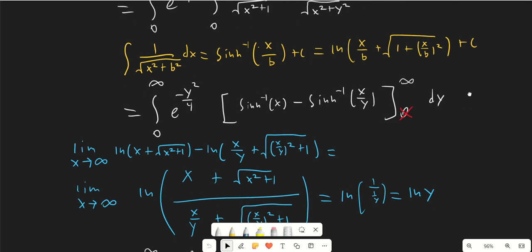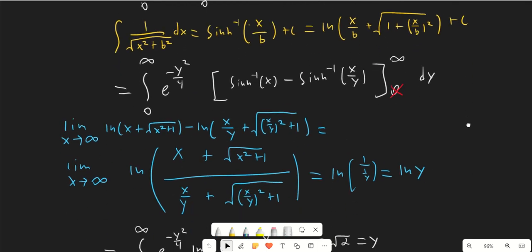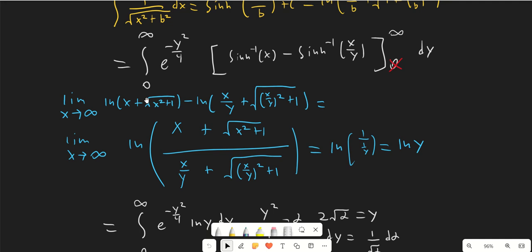So, when we integrate these two terms using those formulas, we get this right here. And at 0, this is simply going to disappear because inverse hyperbolic sine of 0 is just 0. However, at infinity, we have these two natural logarithms that are going to be subtracting each other, and we can rewrite this as a ratio here.